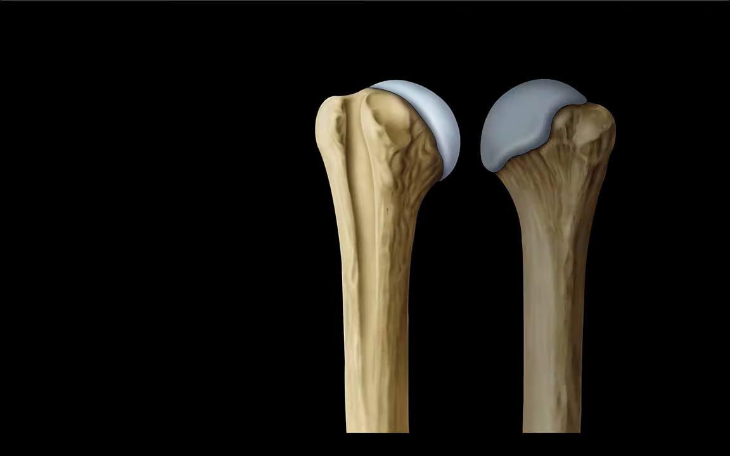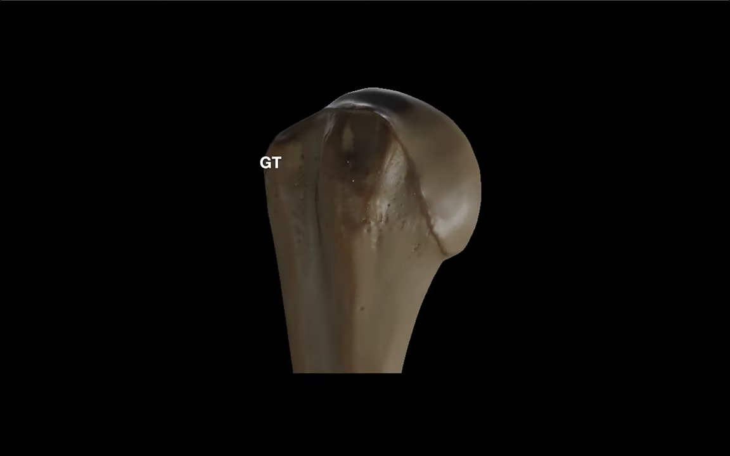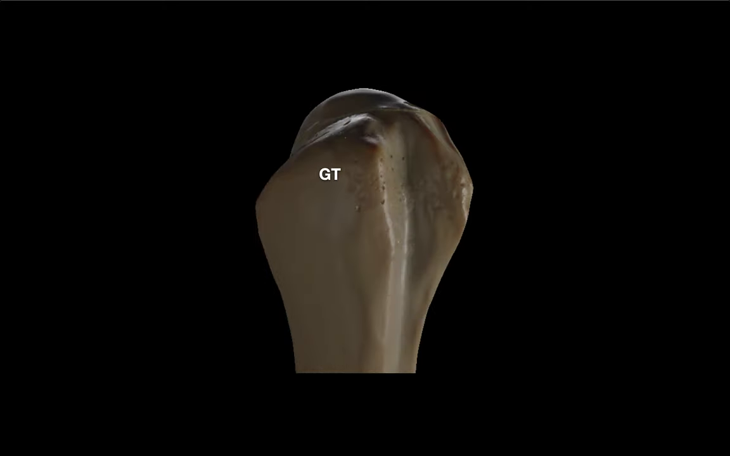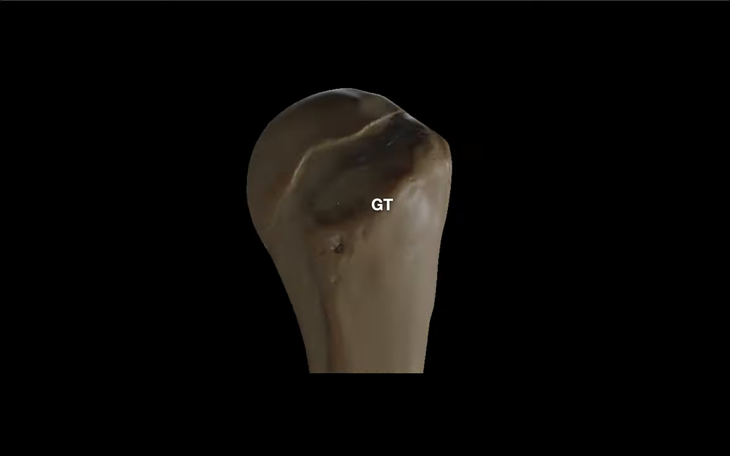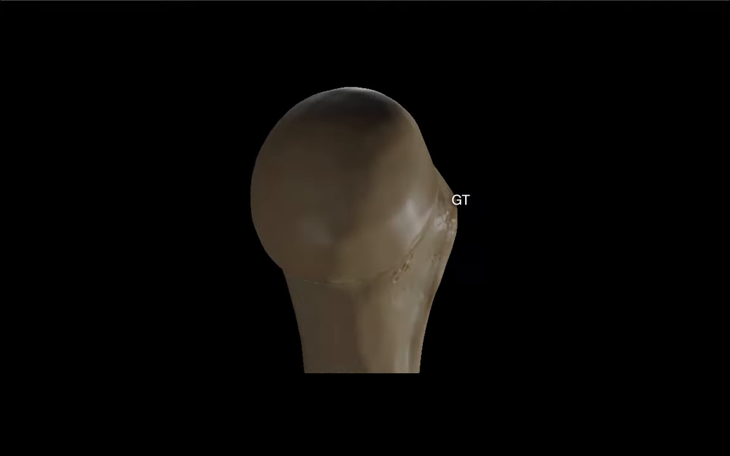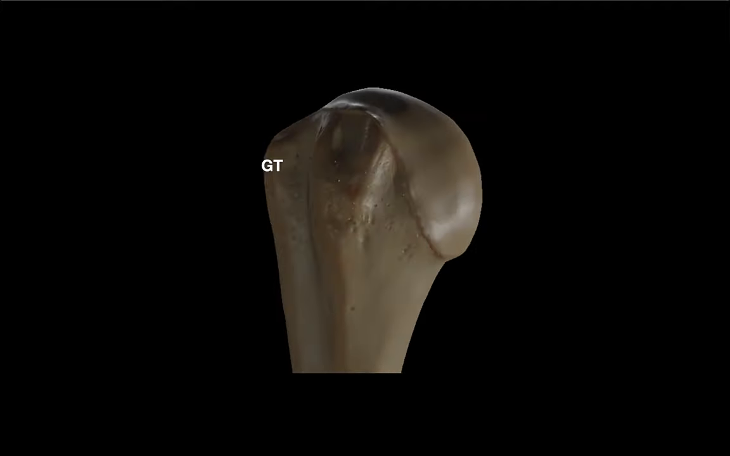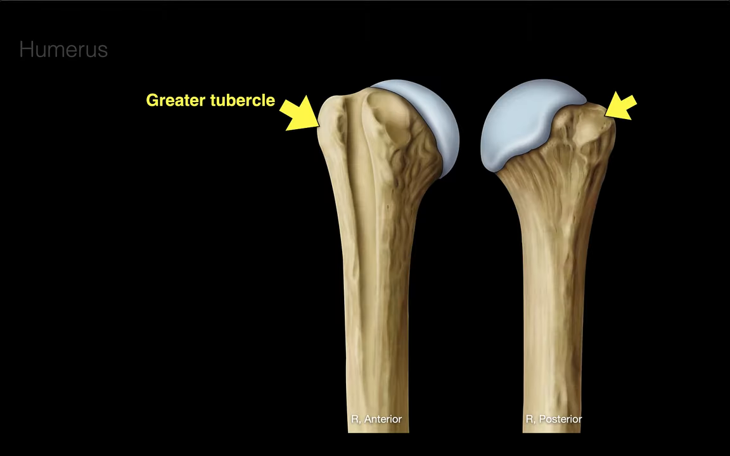So let's show a proximal view, a photograph of the proximal humerus, where you can see the greater tubercle. As we go around laterally, that whole space is the greater tubercle, and if we keep going around the back, the greater tubercle is quite large on the side and back of the humerus. Okay, greater tubercle.